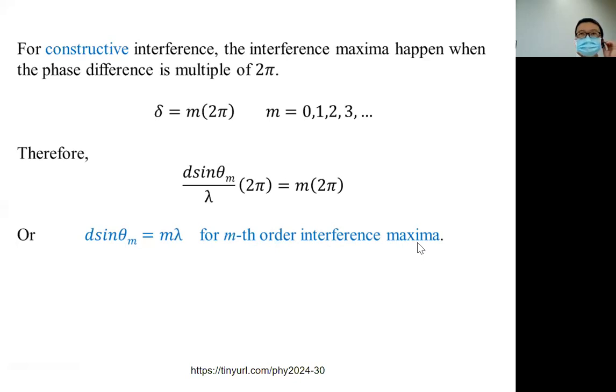That means you are counting from the center fringe outward. That is the number of the fringe you'll see. We denote this angle as theta sub m, which refers to the angle of the mth order interference.